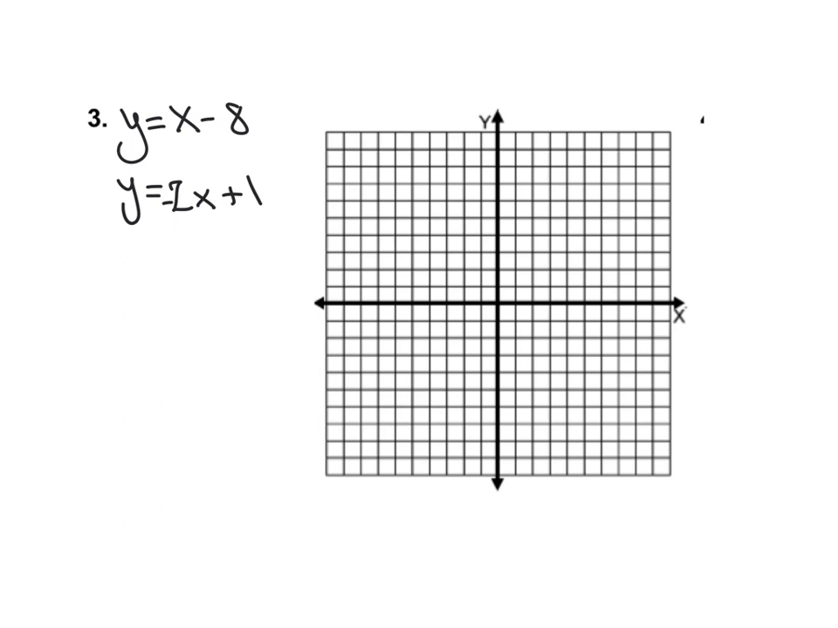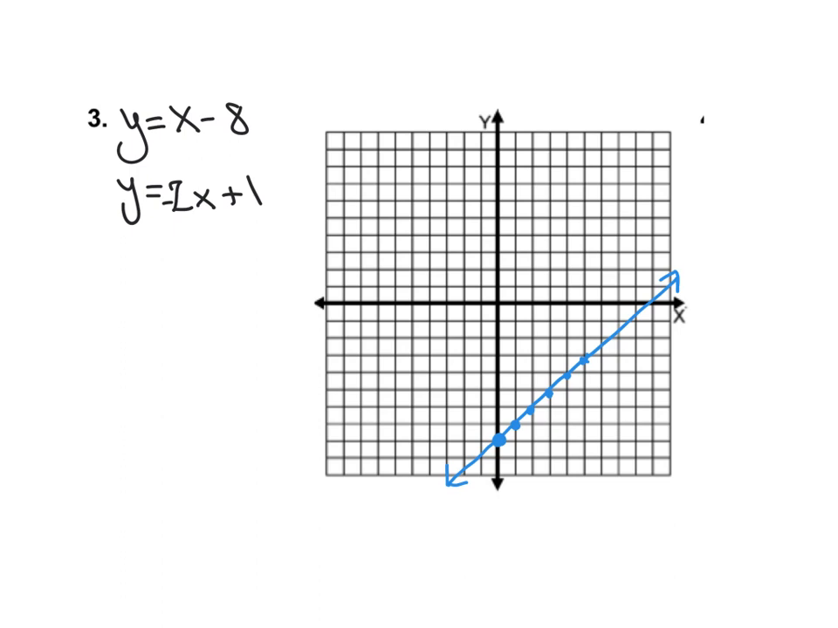All right, for this next one, we have y is equal to x minus 8 and y is equal to negative 2x plus 1. So this one, I think the easiest way to do this one is to do the slope and the y-intercept. So I have a y-intercept for the first one of negative 8, and then I have a slope of 1. So I'm going to go up 1 over 1. And I'm going to do it a few times just because sometimes I don't draw the straightest lines and then it makes it confusing.